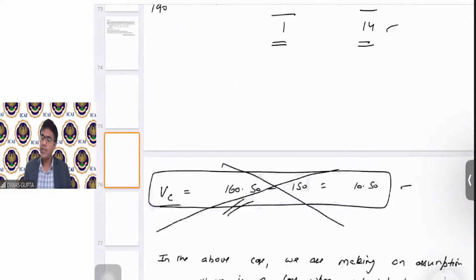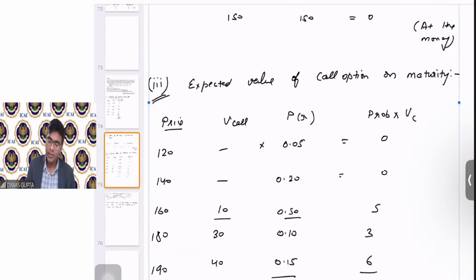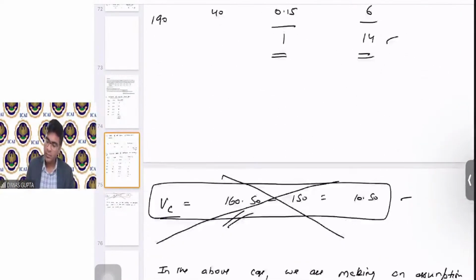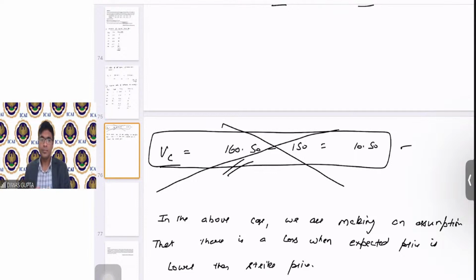So hence we have to take the individual probabilities, individual cases results, and then only arrive at the overall number, students. Fine, students. I hope this is clear to everyone. Any questions till now?